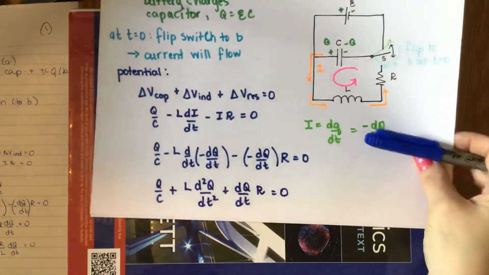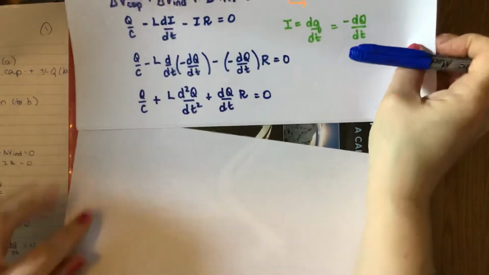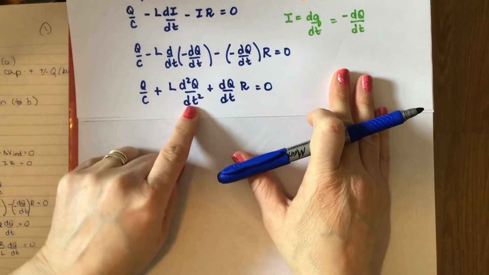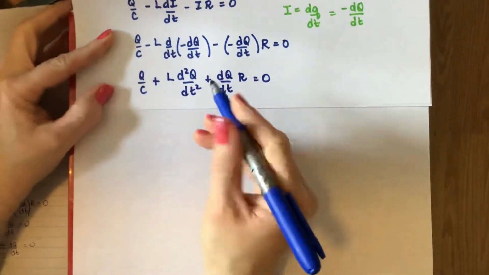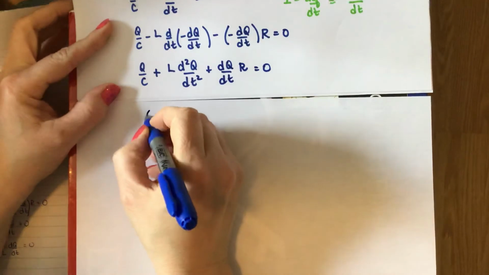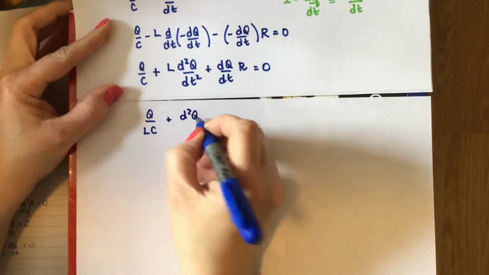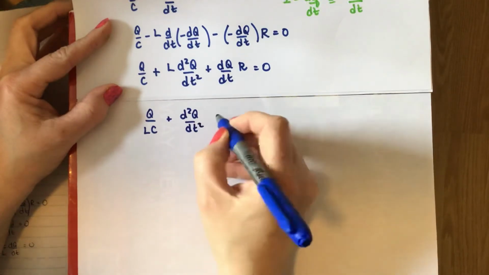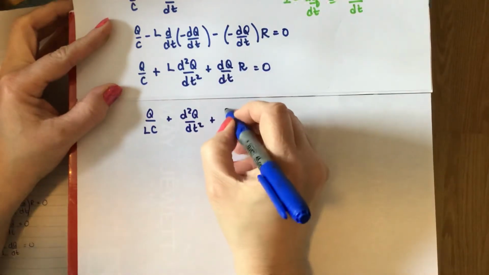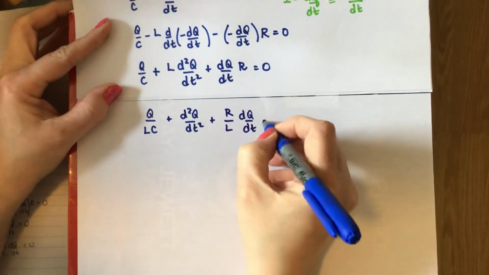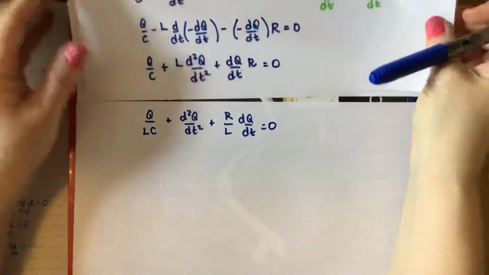Let's make this a little bit nicer before we worry about what the solution is. The first thing I'm going to do is get the second derivative of q by itself by dividing every term by the inductance L. So Q over L times C plus the second derivative of charge with respect to time, plus, I'll bring my R out front, that's divided by L as well, dq dt, equals 0. Now the next thing we'd like to do is neaten this up a little bit and put all the terms in order.